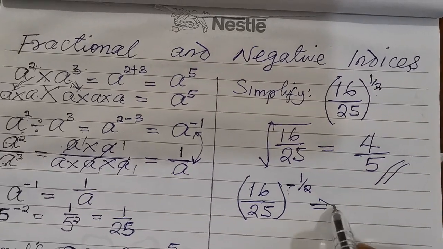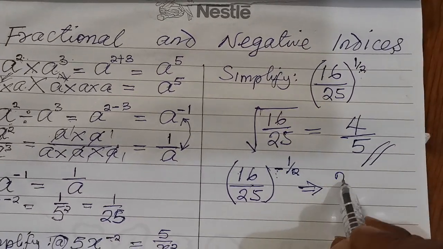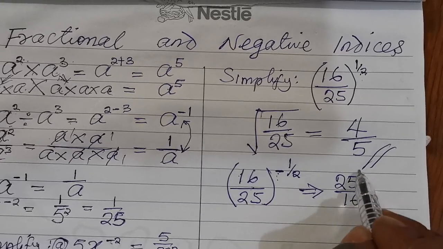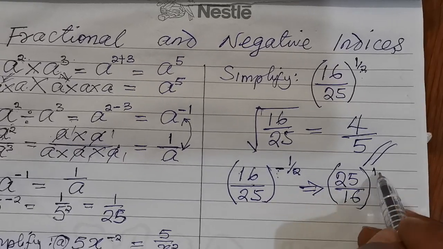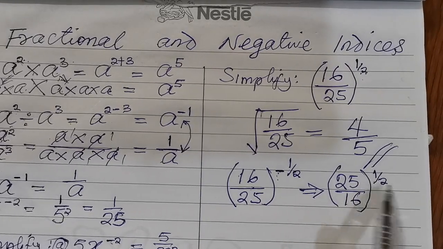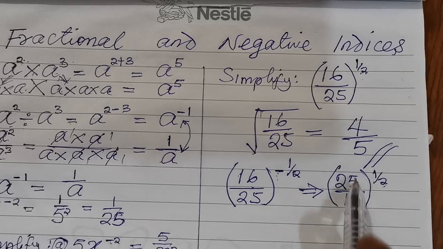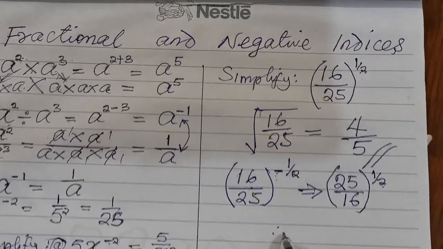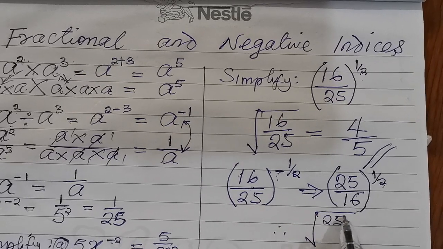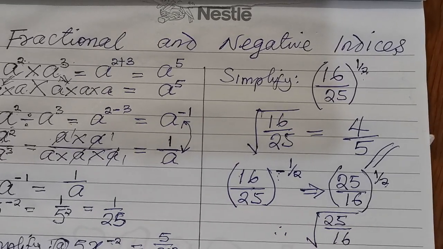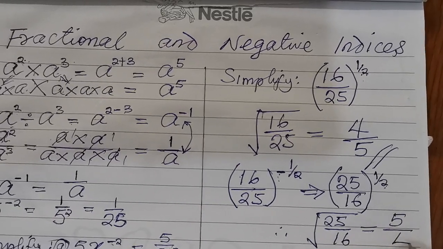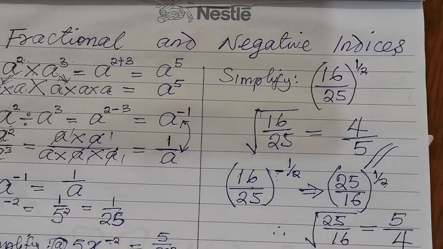So this will simply give us 25 over 16 all to the power 1 over 2. In this case, I have removed the minus sign. So since it's 1 over 2, the denominator is the root, therefore I'm going to look for the square root of 25 over 16, and that gives me 5 over 4. That is the answer.